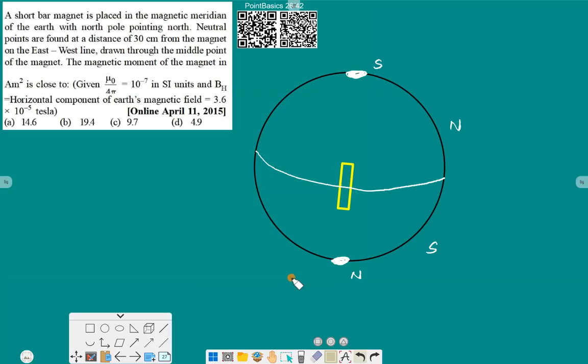Now we know that magnetic field lines due to Earth's magnetism will move like this, as we are looking on the surface of the Earth, not inside of the Earth. On the surface of the Earth, magnetic field lines due to the magnet of the Earth will move from north to south pole. So these field lines will be moving like this, and they will have direction like this.